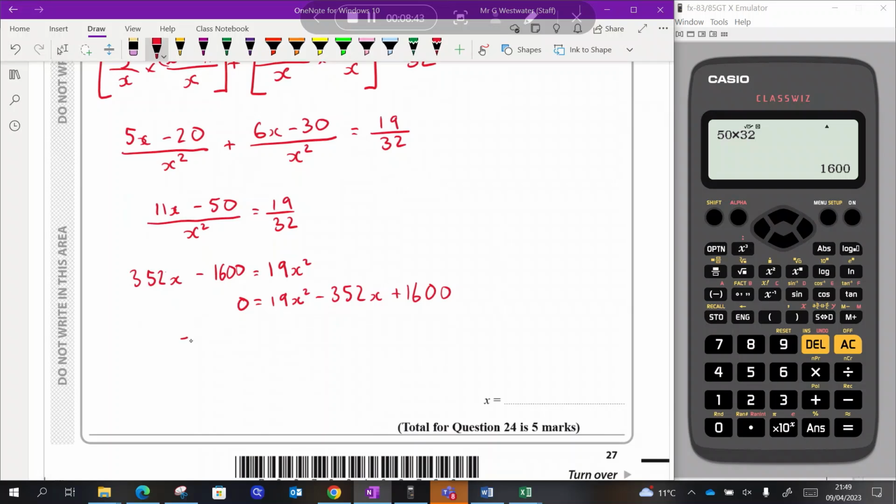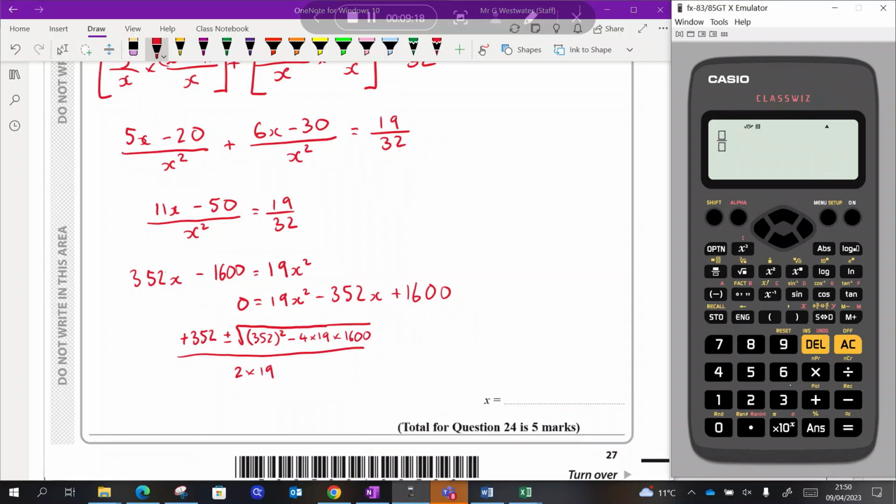So minus b, so plus 352, plus or minus the square root of b squared, so 352 squared. I know it's minus, but I avoid putting it in this formula because sometimes people put it outside and mess up the formula, so I'm just going to put 352 squared because it always ends up positive anyway. Minus 4ac, so minus 4 times 19 times 1600, all over 2 times 19, and hope that it gives us some nice solutions.